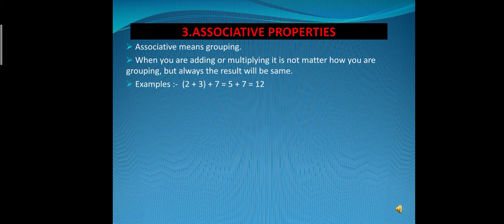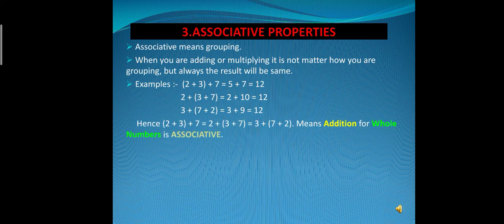For example, (2 + 3) + 7 = 5 + 7 = 12. Similarly, 2 + (3 + 7) = 2 + 10 = 12. In another way, 3 + (7 + 2) = 3 + 9 = 12. Hence, (2 + 3) + 7 = 2 + (3 + 7) = 3 + (7 + 2), which means addition for whole numbers is associative.